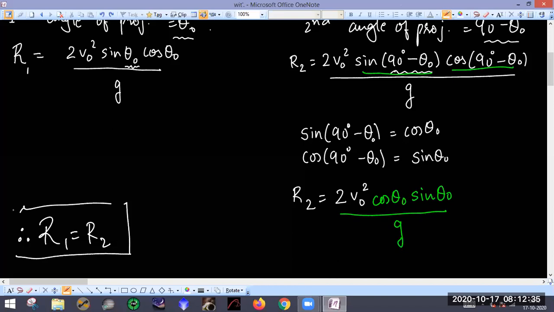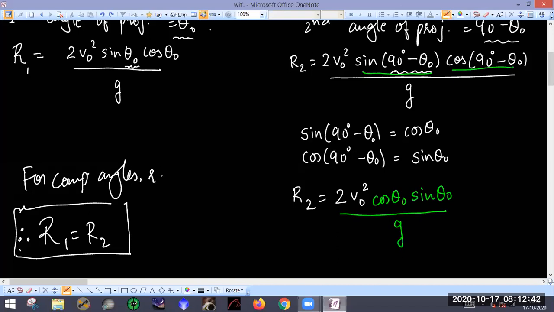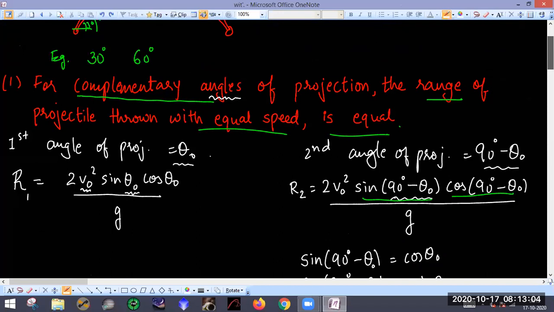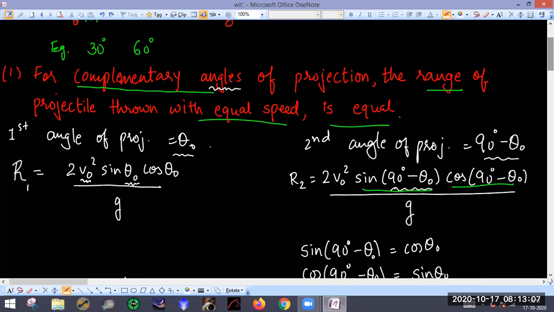Therefore, for complementary angles, range is equal. But only when the speed is the same. If here it is v0 and there it is something else, it won't work, right? I hope all of you understand that this is only possible if the speeds are equal, right? If speeds are not equal, the range will not be the same. Clear? So this first sentence and its proof, I hope it is absolutely clear, right?